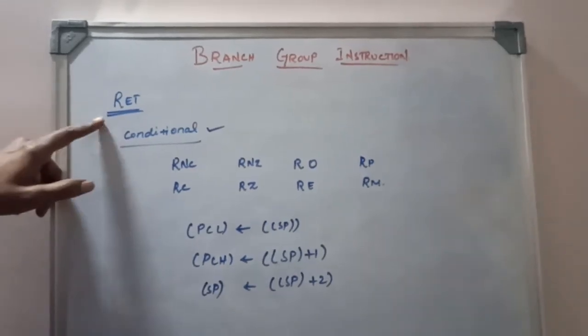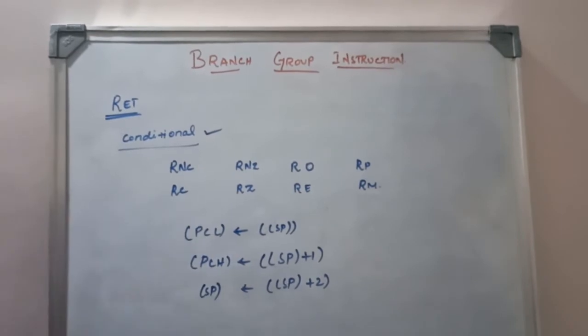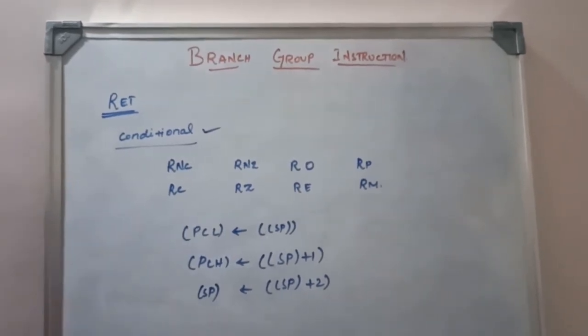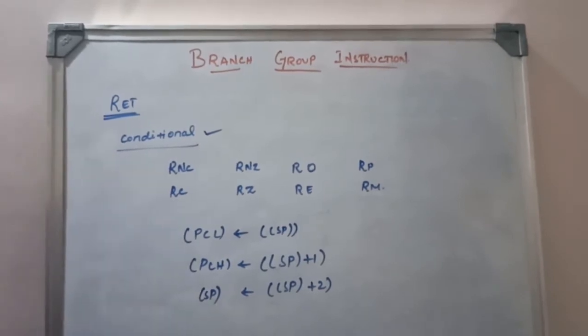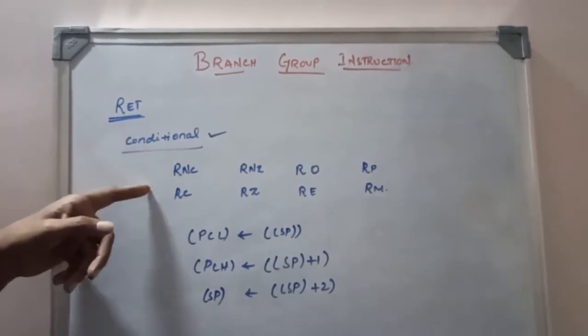So the next instruction is return. Return to the main program. So I'll go to the subprogram, and again come back to the main program. The final instruction is return. In this instruction also you can check the condition.